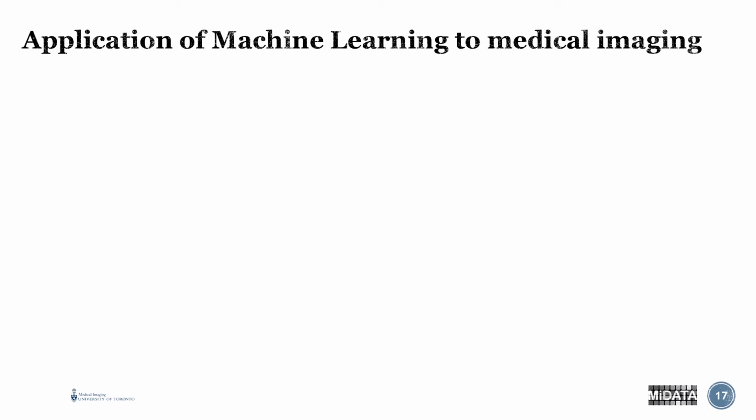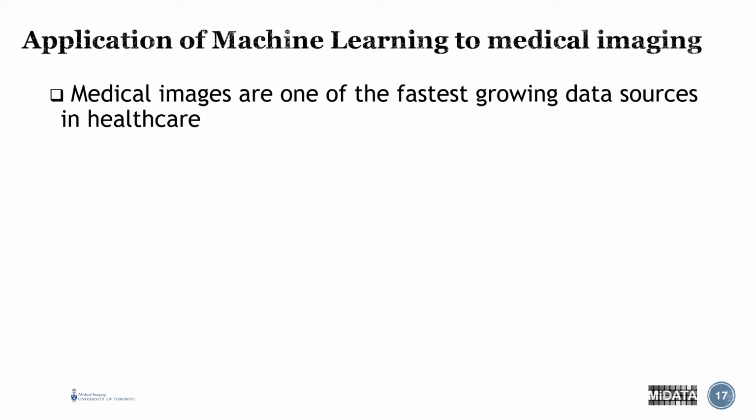So pretty much thanks to CNNs, the application of machine learning to medical imaging has just boomed in the past few years. Another reason is that medical images are one of the fastest growing data sources in healthcare. So we're getting more and more data, and not only that, but we're getting more and more quality data that's labeled, which gives us the opportunity to apply this wonderful machine learning algorithm, CNN, to this data.